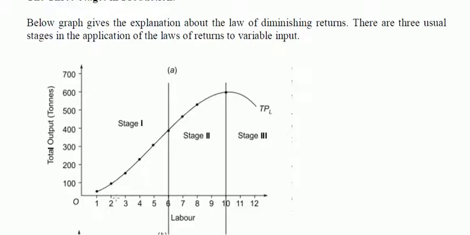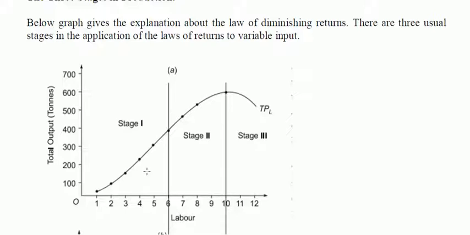Again, going through the same example, if the third worker is producing somewhere around 150 units, and two workers are producing 100 units, then after addition of the third worker, the output has increased by 50 units, something like that. But in stage one, it is increasing at an increasing rate. So don't take this graph on its face value.